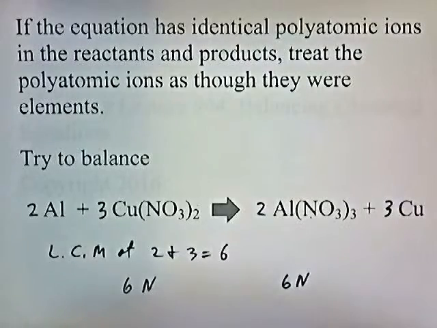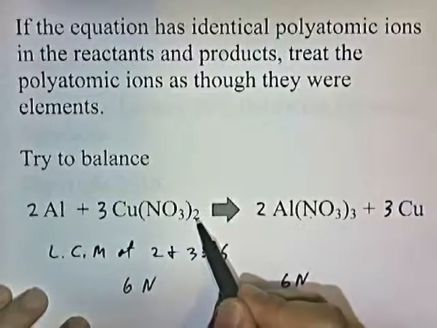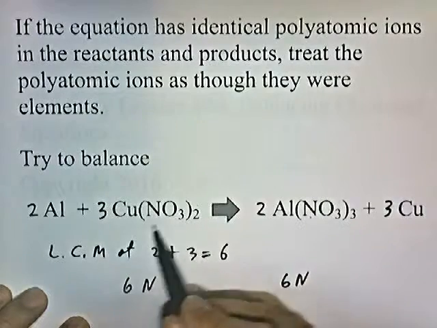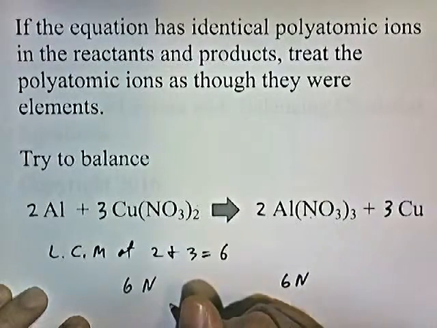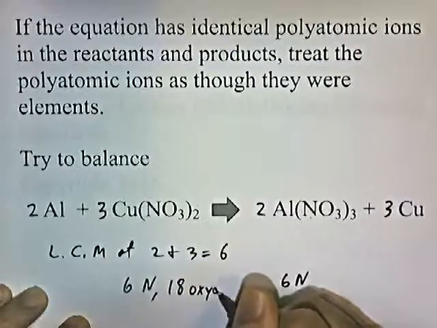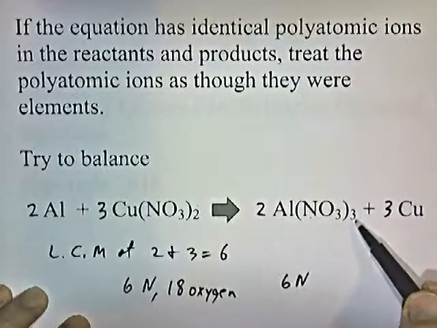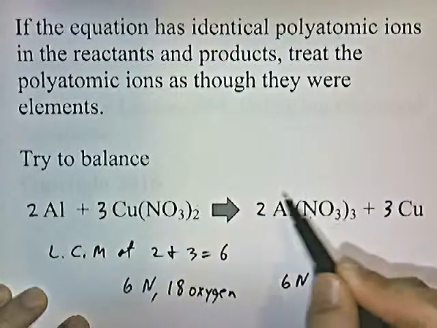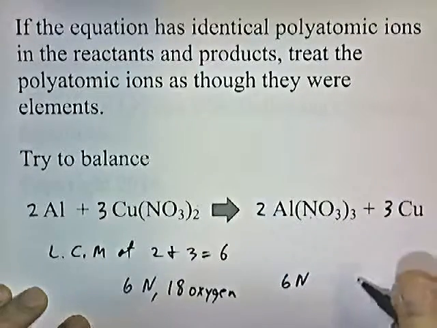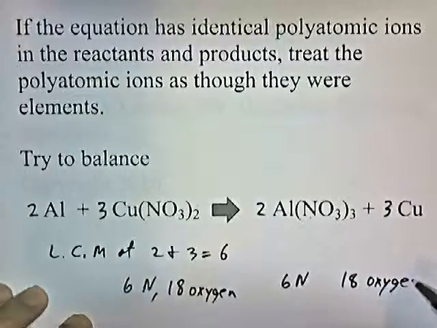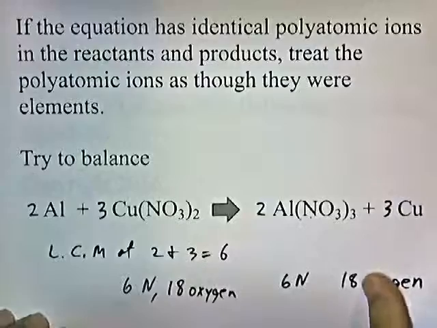And then if you want to balance the oxygens, 2 times 3 is 6, and then 6 times 3 is 18. So I've got 18 oxygens on this side. And then 3 times 3 is 9, and then 9 times 2 is 18. So we have 18 oxygens on this side right here too. All right, so that's how you do it.